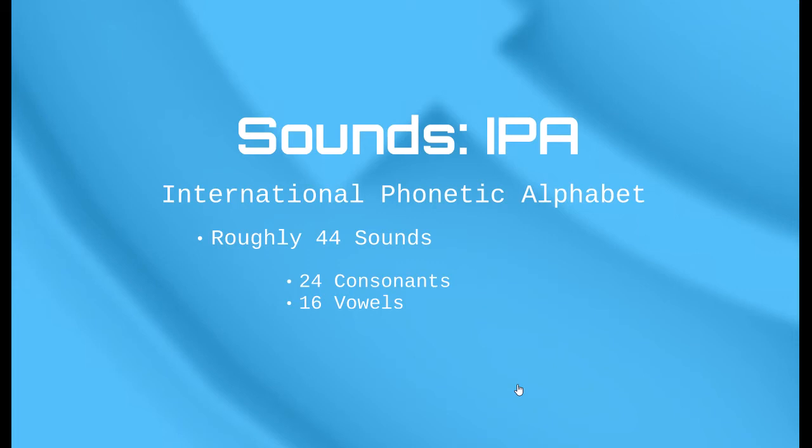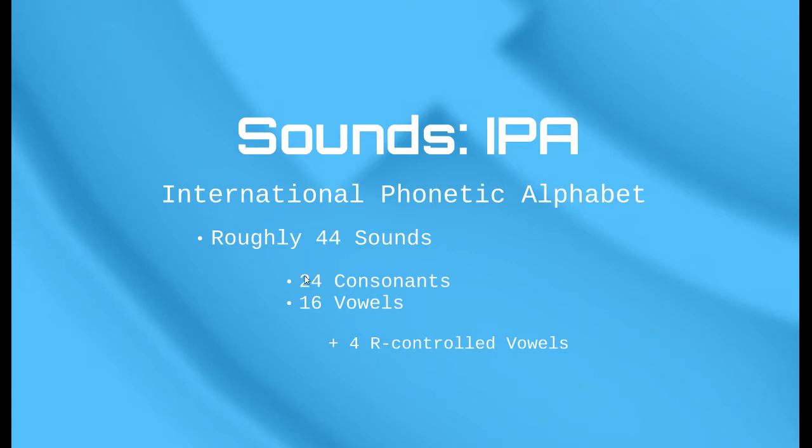So, in addition to these 40, we also have something that are called R-controlled vowels. Now these are vowels that are changed by the letter R. And we'll talk more about those as we go along. So when we add those in, we have 44.